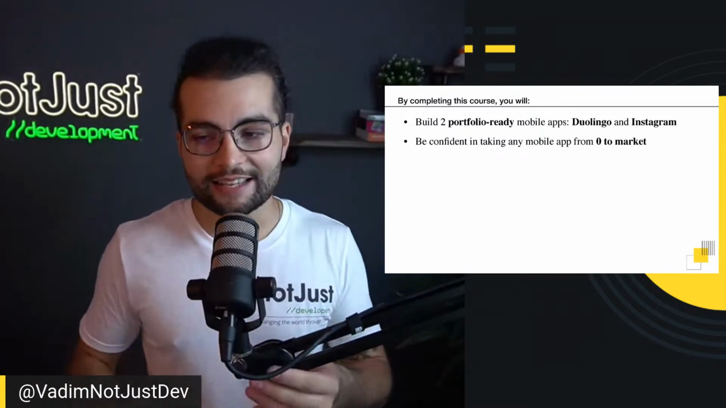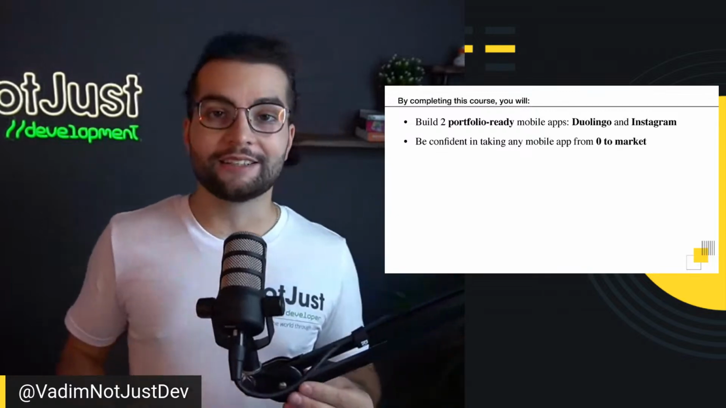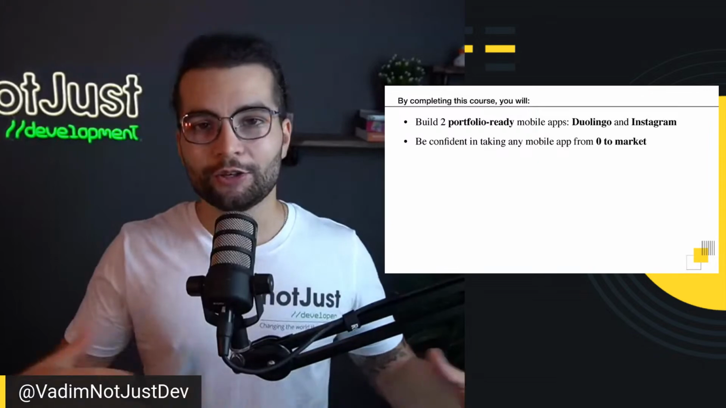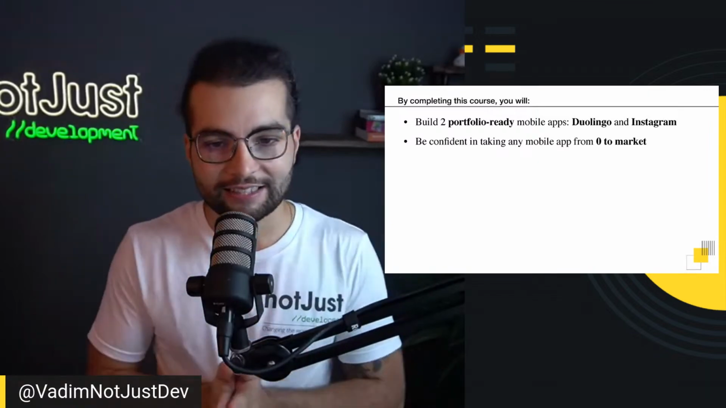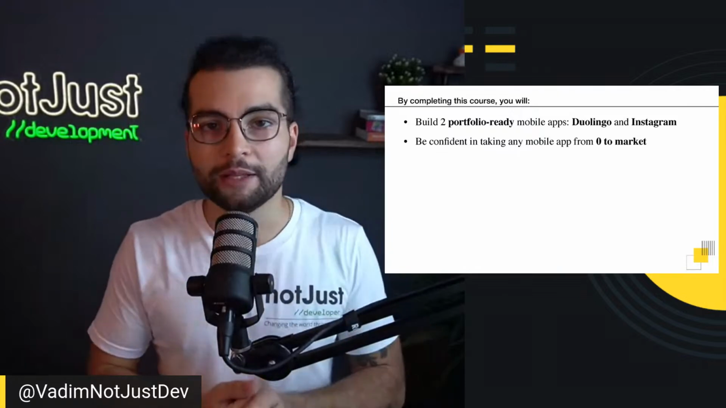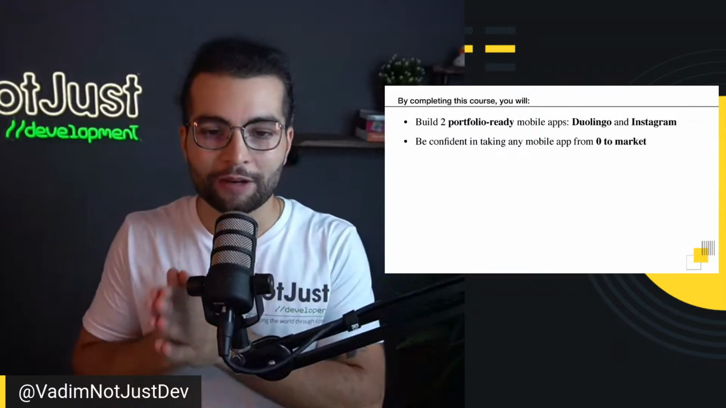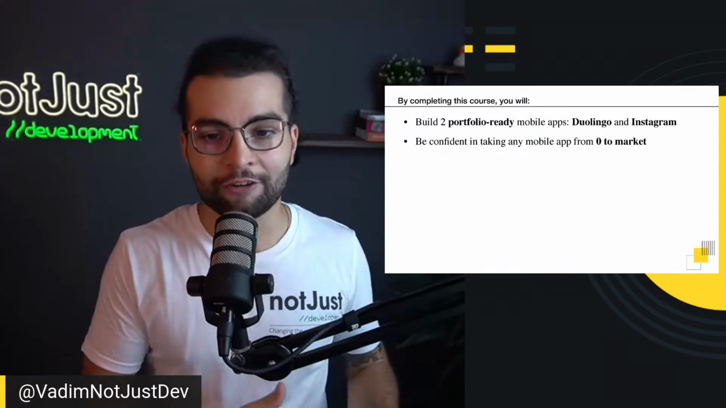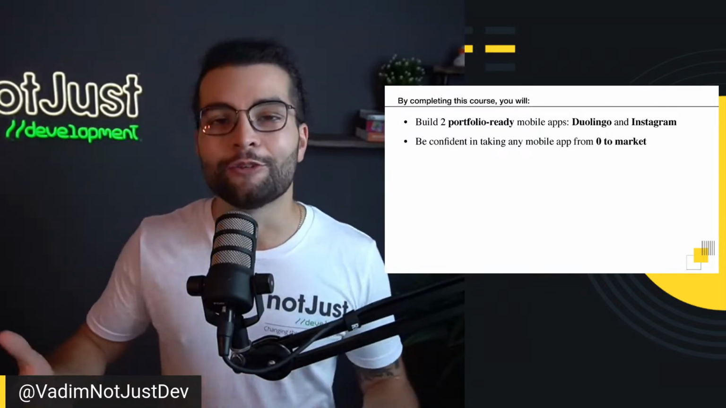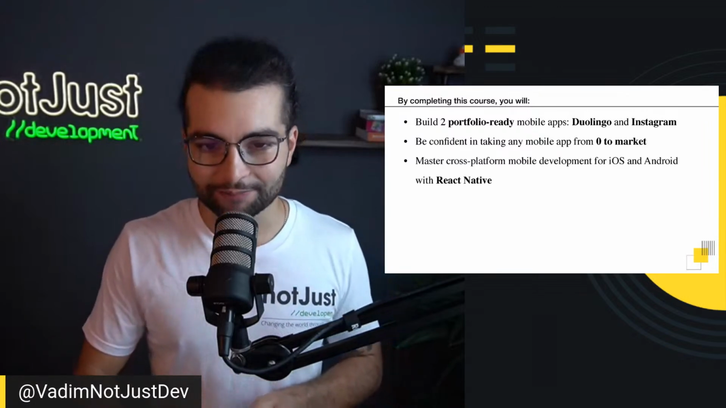So the next step is you're going to become confident in taking any mobile application from zero to market. And as I said, this was my personal goal of learning programming. I wanted to build applications that would be used by many people. And the best way to do that, again, is to build these projects. And by doing that, you're going to become confident in taking these mobile applications from zero and delivering them to market until they're in the hands of end users.